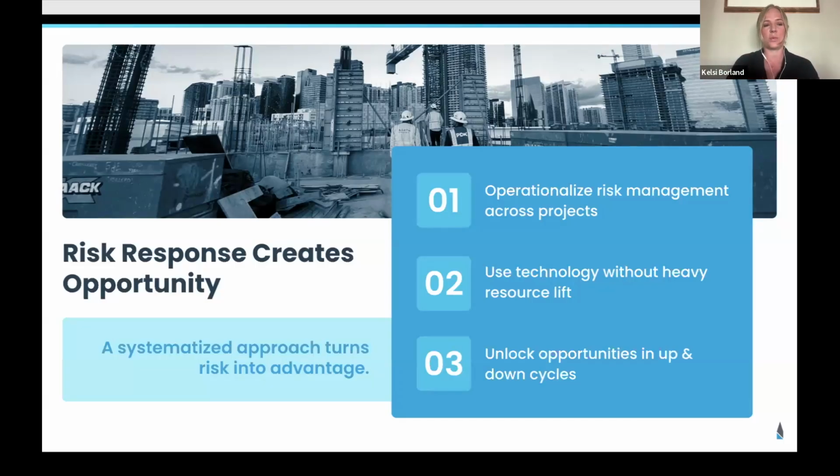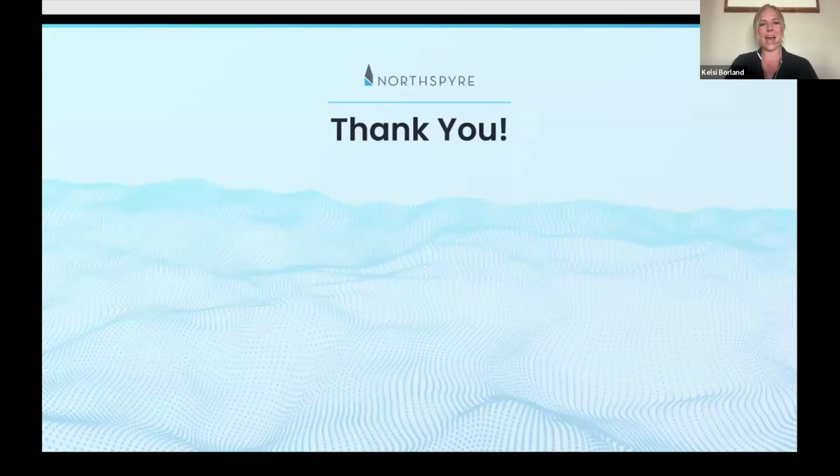And when you operationalize risk management, you can unlock opportunities in both down cycles, which I don't think I'm prepared to say we're in an actual down cycle right now, but we are in an unusual cycle. And I think that it has created a stall for a lot of developers. And so this is an opportunity to say, no matter what kind of cycle we're in, whether a bear market, a bull market, or this in between that we're in now, there's an opportunity here to use that right tool set to identify and respond to risks, and still be able to break ground on new projects. Thank you so much. We do have time for Q&A if there were any questions.